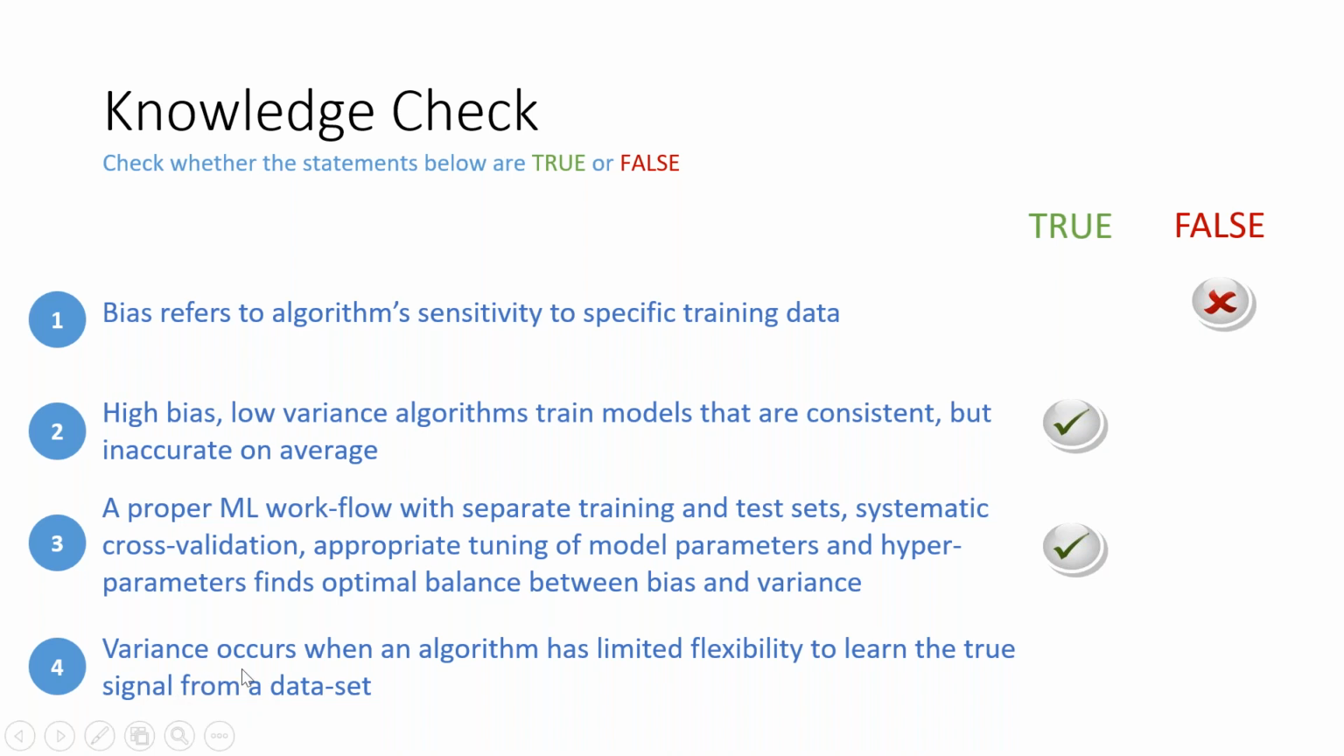The fourth statement: variance occurs when an algorithm has limited flexibility to learn the true signal from the data set. True or false? False. Variance actually causes too much sensitivity. It doesn't cause limited flexibility. High bias causes limited flexibility. So basically, high bias, low variance is underfitting. High variance, low bias is over.